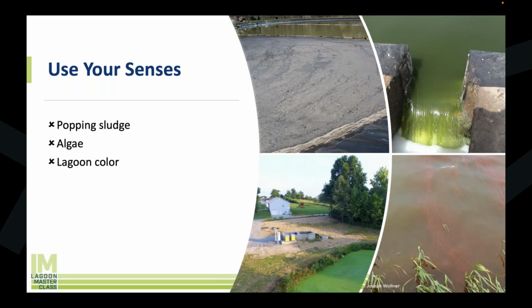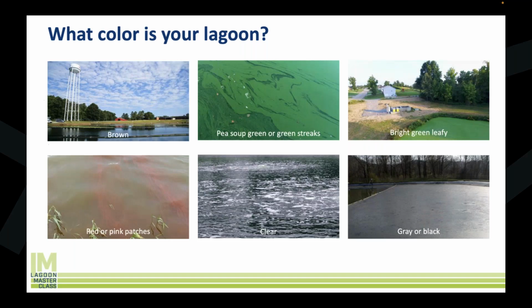What are you smelling? How does it smell? To give you a general sense of lagoon color, we have a nice blog on this. You can check it out. Typical healthy lagoons, like a brown lagoon, you get a brown water look to it. That's very healthy. If you've got this pea soup or green streaks, that's overgrowth of algae or cyanobacteria, harmful algal blooms. If you've got duckweed growing on it, typically that's a sign that you've got a decent amount of ammonia in your system that you probably need to treat for, or you have a lot of sludge on the bottom.